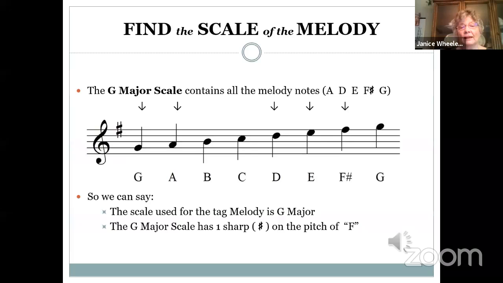and the G major scale has 1 sharp, that's on the F of the scale. So this is the scale that we know is the basis for our melody.